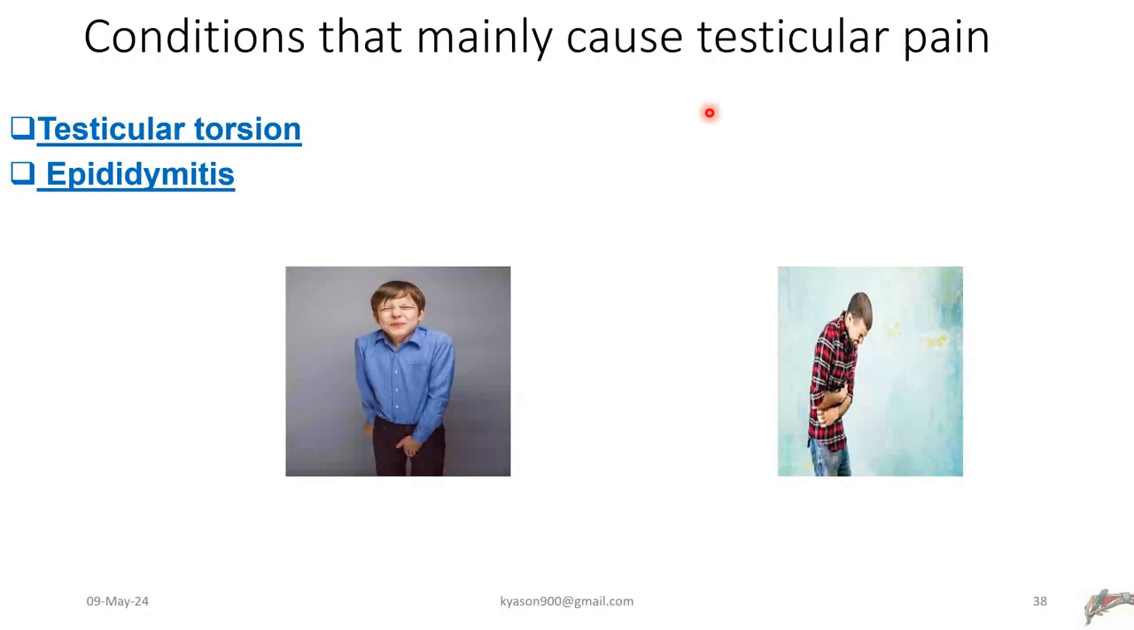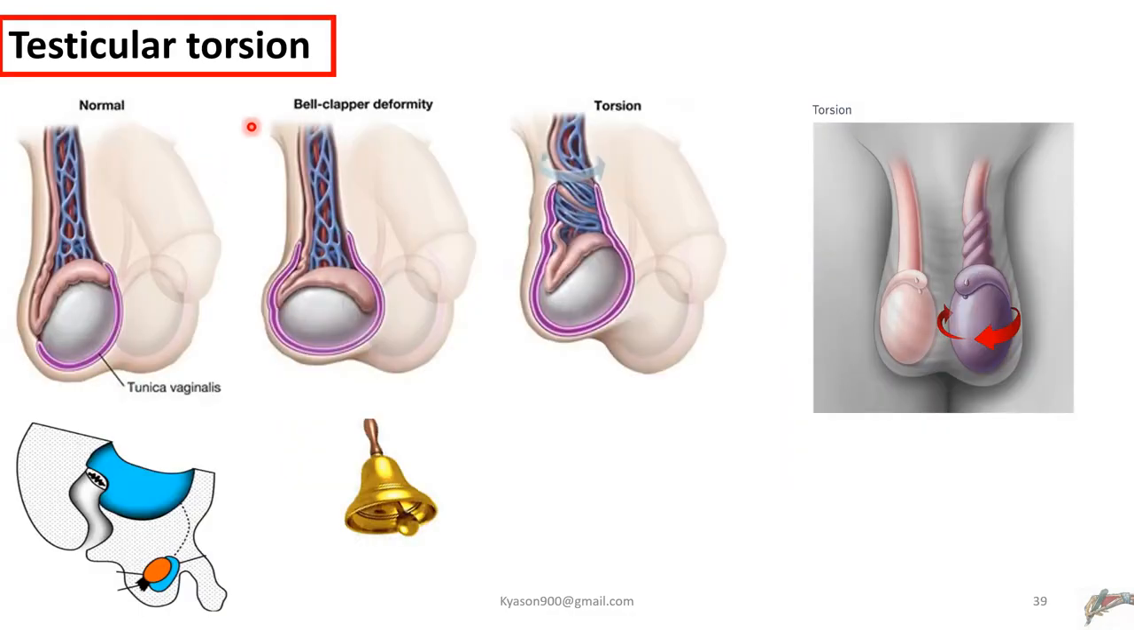All right, so let's go on. There are some conditions that can cause testicular pain. There is what we call testicular torsion. There is what we call epididymitis, which causes intense pain. And testicular torsion, you can appreciate it here. Normally, you can see that testicles are wrapped around by what? By the tunica vaginalis on the anterior end.